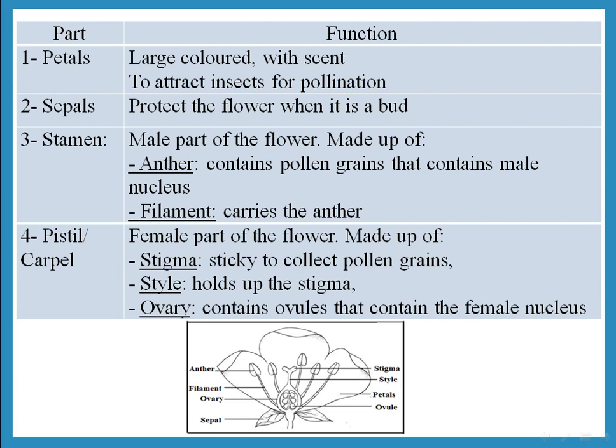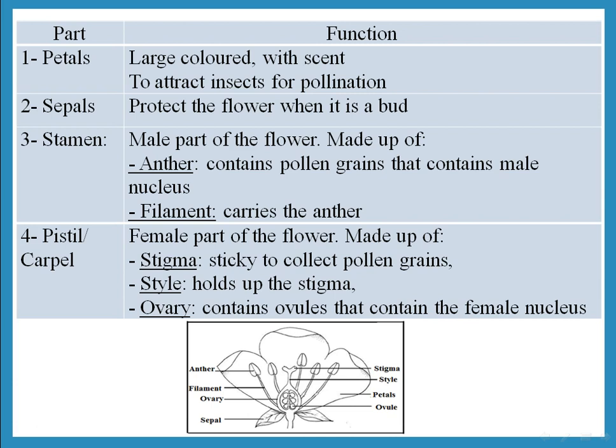Now, the female part of the flower is called the pistil or the carpel. And the pistil or the carpel is made up of stigma, which is the upper part of that female part. The stigma is sticky to collect pollen grains, and this is if we're talking about an insect pollinated flower, but we'll talk about that in a minute. Now, the style is the long part that holds the stigma, and then we have the ovary. This contains ovules, and the ovules are the ones that contain the female nucleus.